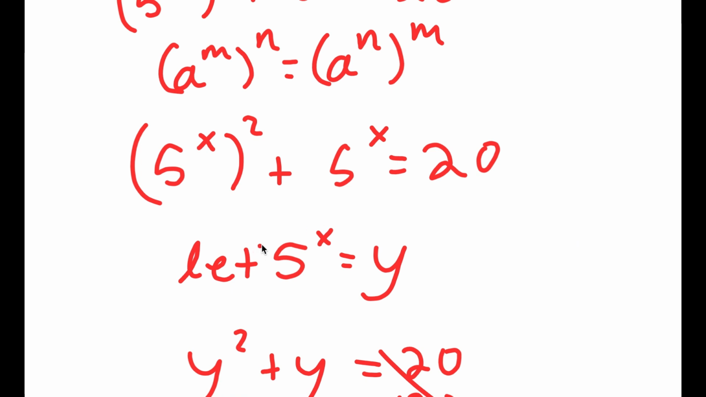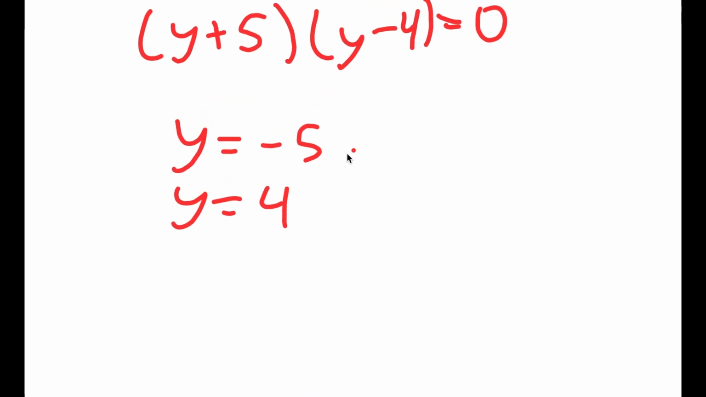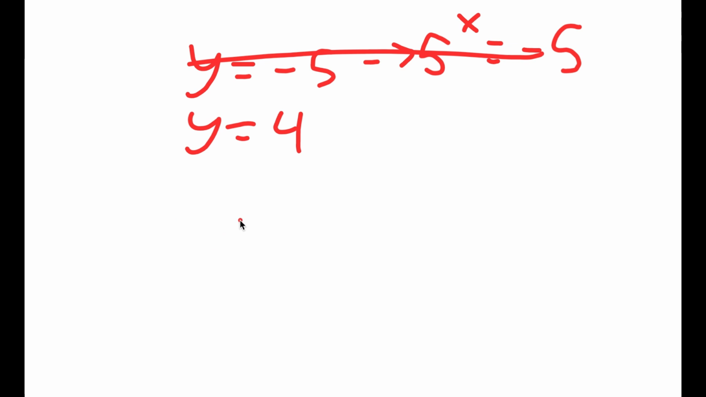Now remember how we said that 5 to the power of x is equal to y. So to start, we have 5 to the power of x is equal to negative 5, and you can't take the power of a positive number and make it negative, so this is wrong. Now for y equals 4, we get 5 to the power of x is equal to 4.